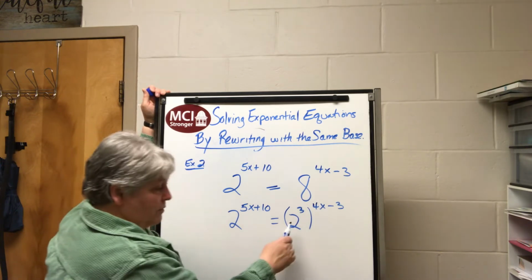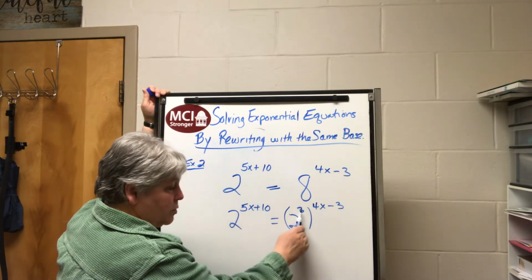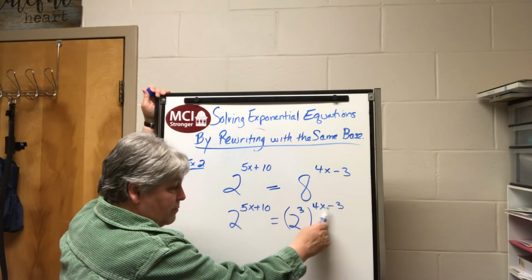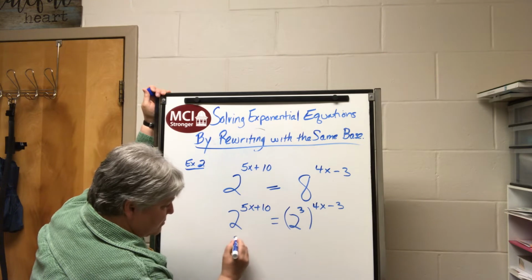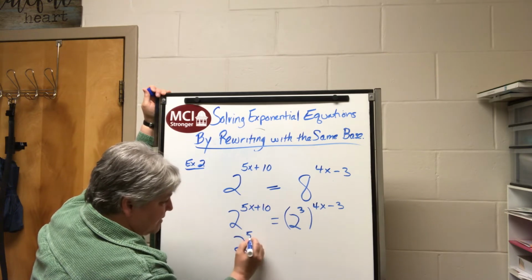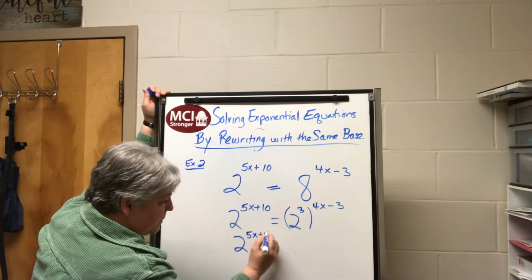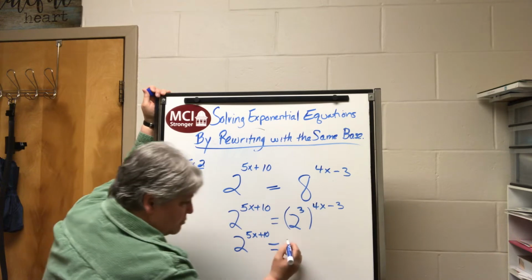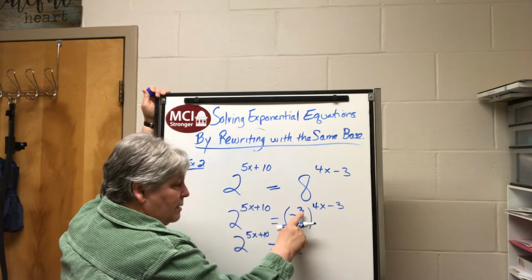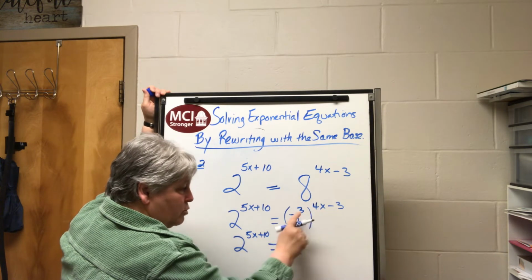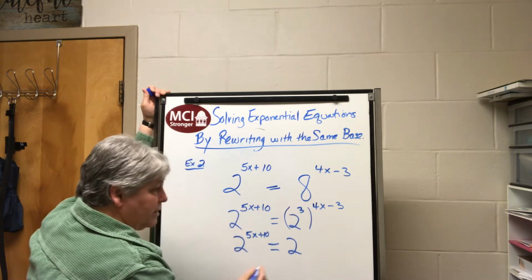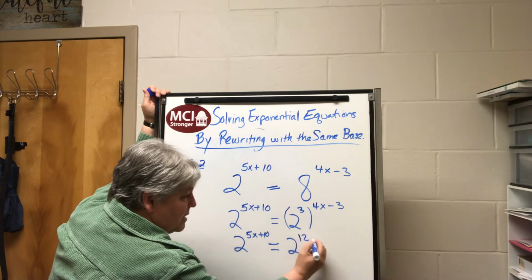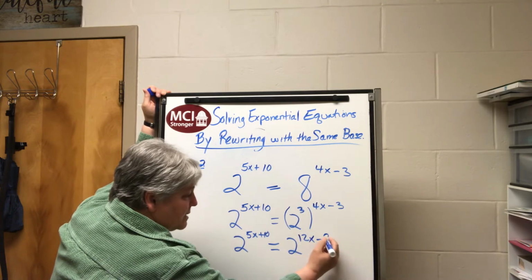Again, we know that something to a power raised to a further power, I can multiply the exponents. So this is going to look like 2 to the 5x plus 10 is equal to 2 to the, and I'm going to multiply this through. Make sure you multiply one term by two terms the same all the time. So that's a 12x minus 9.